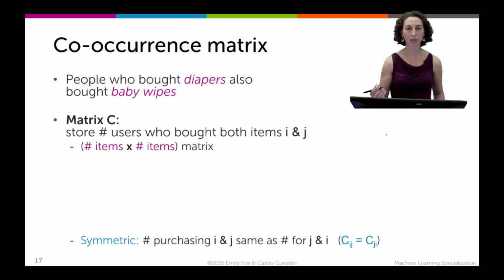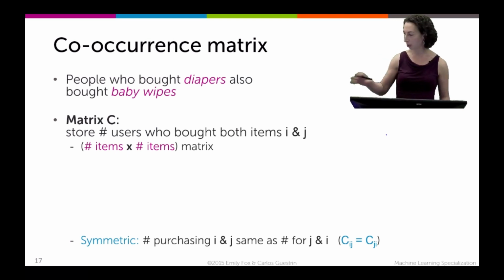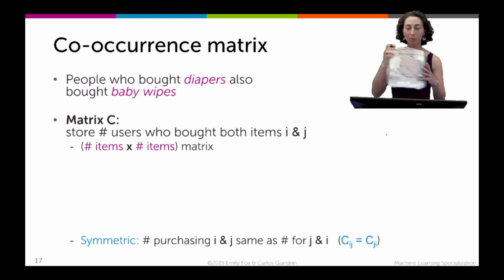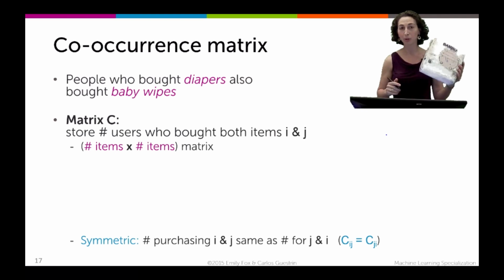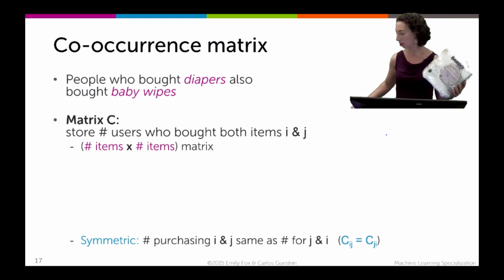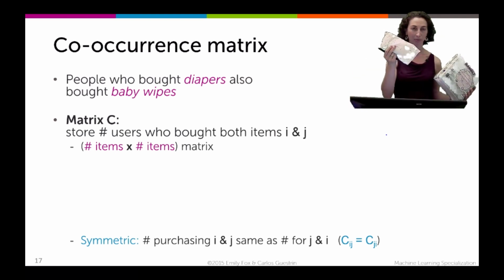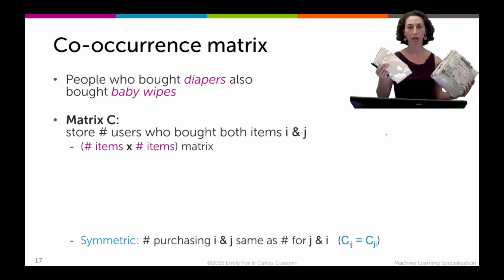Okay, so this brings us to the idea of co-occurrence of purchases. For example, if I was just on Amazon buying diapers, we've probably seen lots of examples of people who bought diapers also buying baby wipes. So how can we use this type of co-occurrence of purchases to make recommendations?